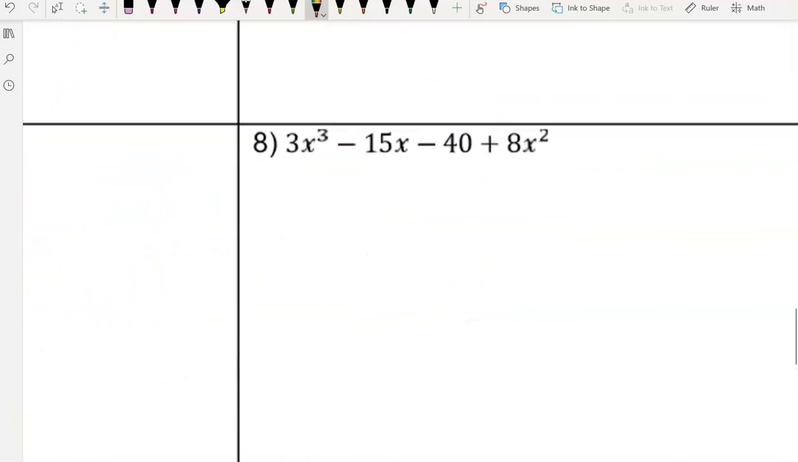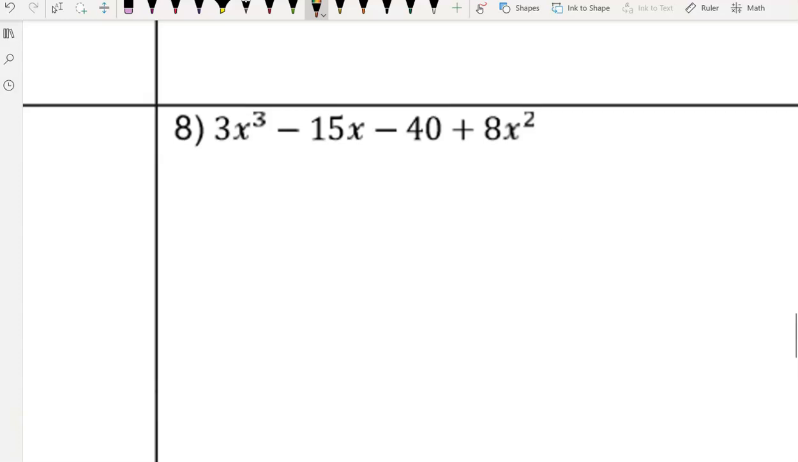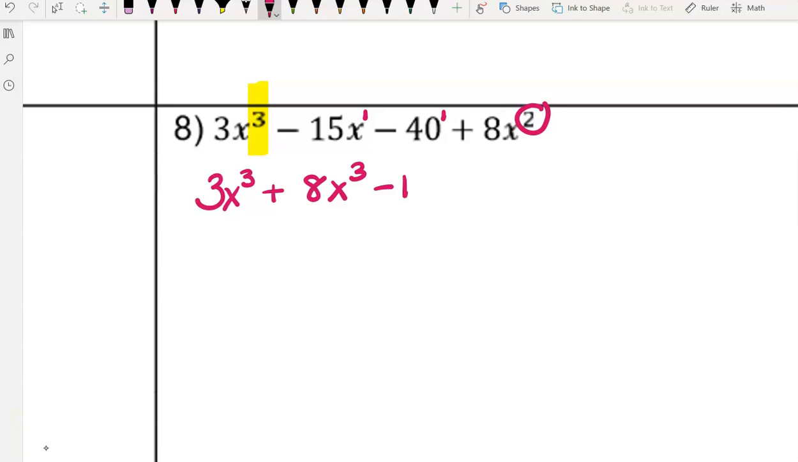Last example is this one. 3x to the third minus 15 minus 40 plus 8x squared. Normally, when I see something like this, students, this is 4 terms, so it's a polynomial. But look at the exponents. You got third power, then you got 1 power here, then no power here, and then a second power here. So when I see stuff like this, I like to write them in order of exponents. Not because you have to, just because it's easier for us to not make errors, okay?